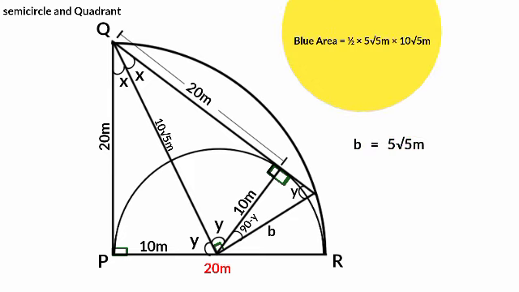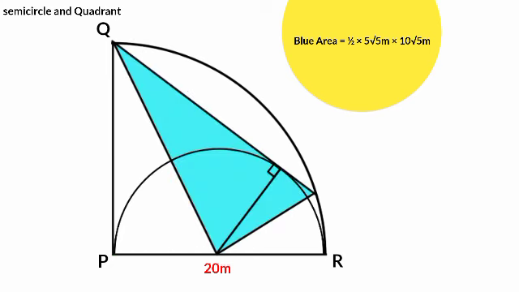If we substitute that here, blue area equal to 1 over 2 times 5 root 5 meters times 10 root 5 meters. That is 1 over 2 times 5 times 10 times root 5 times root 5 times meters times meters. 5 times 10 is 50. 1 over 2 times 50 is 25. Root 5 times root 5 is 5. 25 times 5 is 125. And meters times meters is meter squared. So blue area equal to 125 meters squared. You can see we calculated the blue area without the use of any calculator.